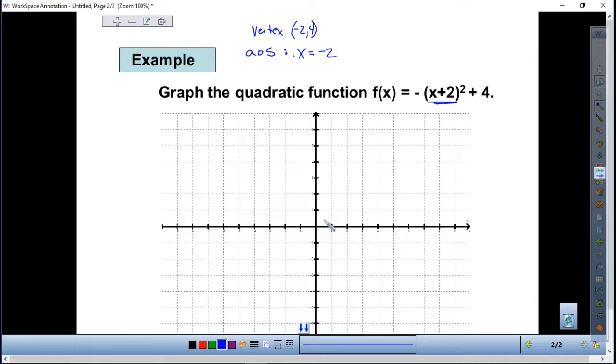So let's go ahead and plot that. We've got negative 2, negative 1, negative 2, and 4.